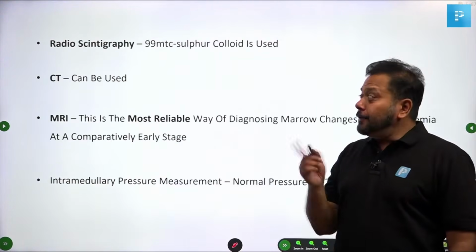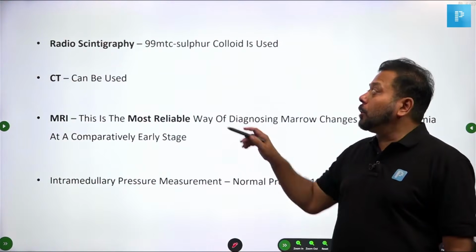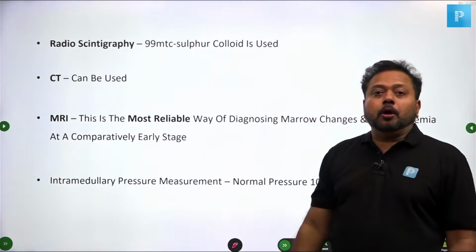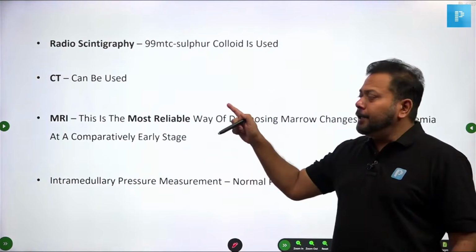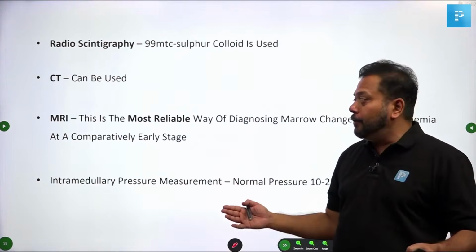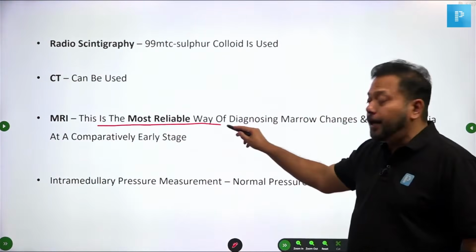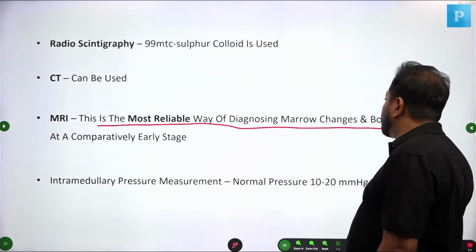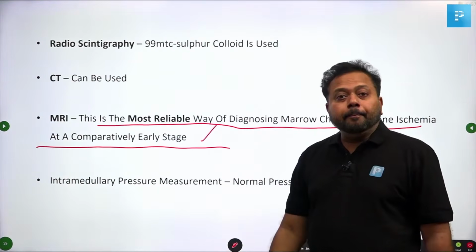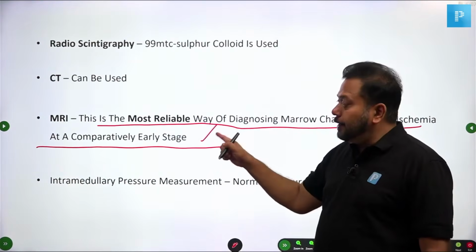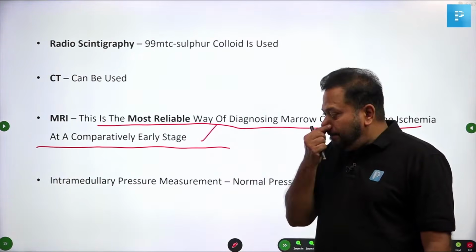Then which is the earliest investigation? You may think radioscintigraphy, that is also not right. It is used, that's all. It is used, not very specific. CT scan can be used, that is the word. MRI, this is the word written in the textbook. This is the most reliable way of diagnosing marrow changes and bone ischemia at a comparatively earlier stage. So this is a sure sign. MRI is a sure investigation, the best investigation.